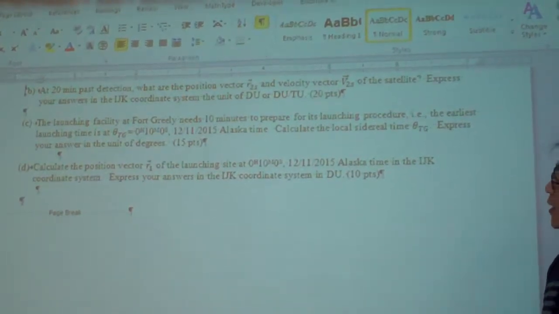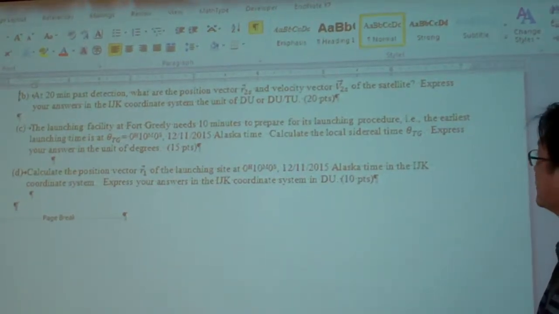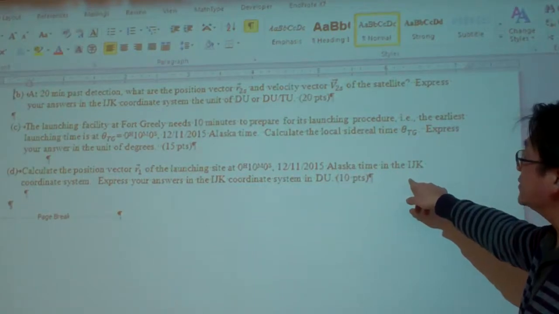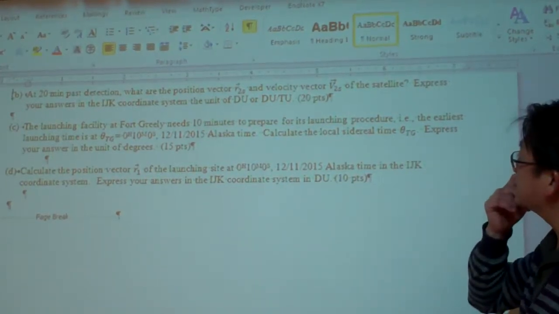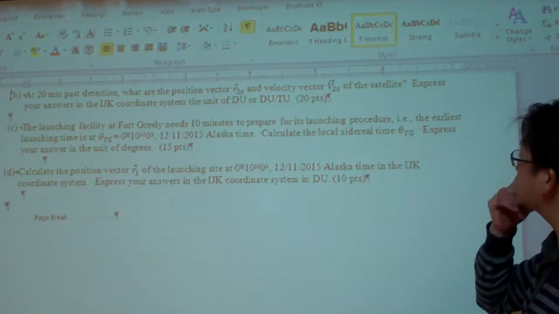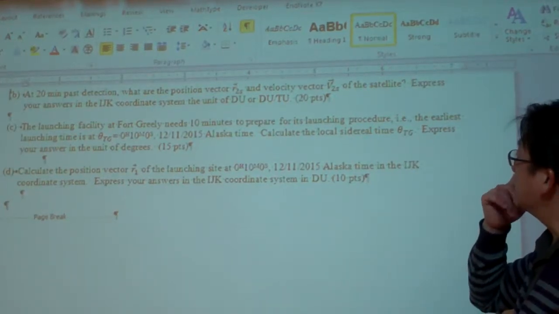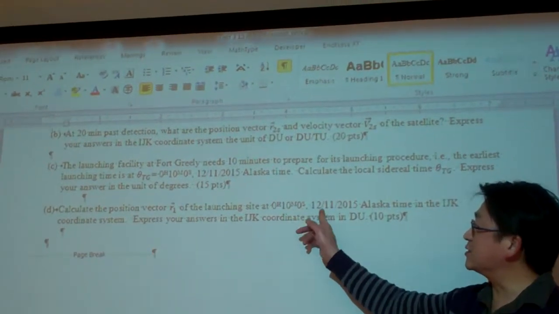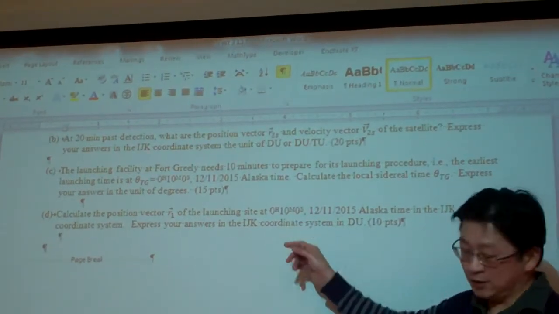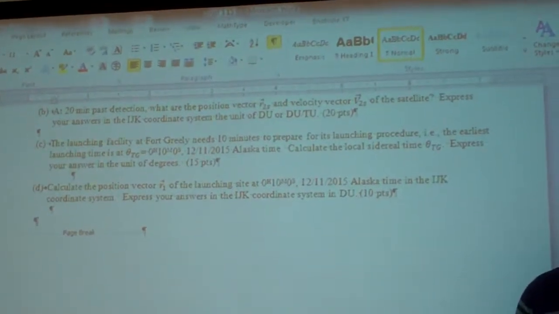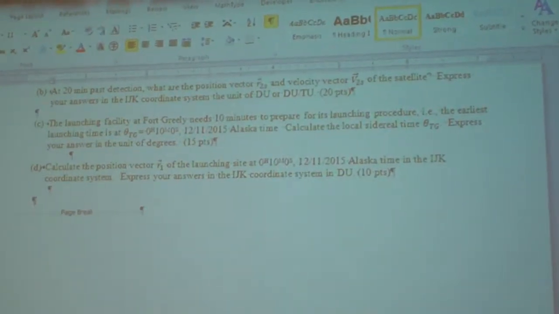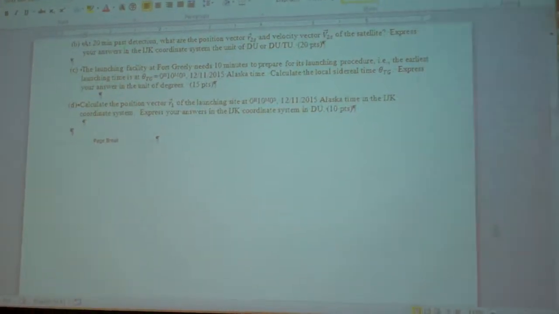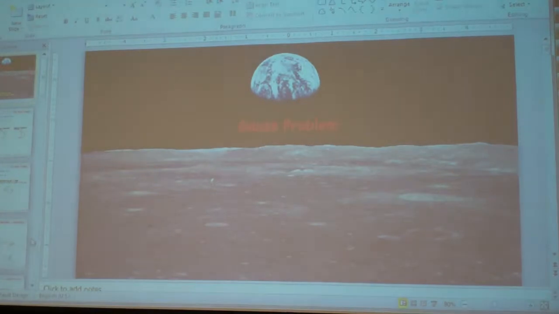For problem D, you calculate the position of the launching site at the launching time. So that is the general picture, and let me turn to the PowerPoint slide, which will give a better idea of the problem statement.